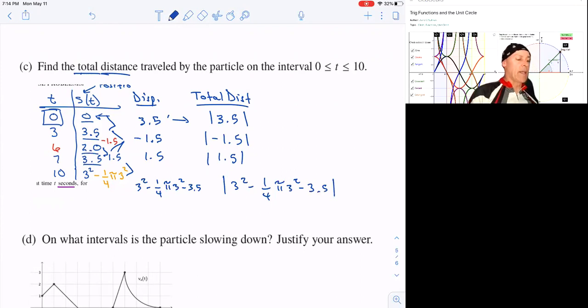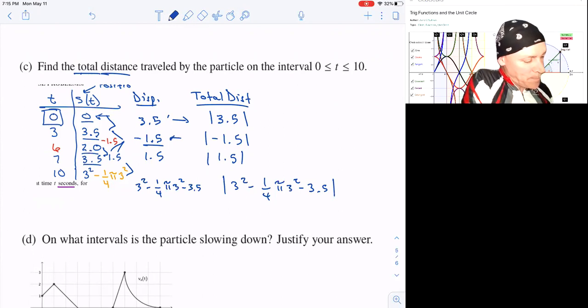Which, again, the only one the absolute value is going to affect is this one right here, where the particle moved back to the left. Every other interval, the particle is moving to the right, and so the displacement is equal to the total distance for that interval. So really, total distance-wise, I just want to pull this all together.